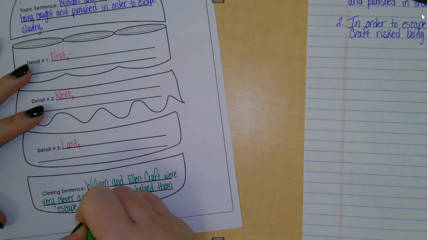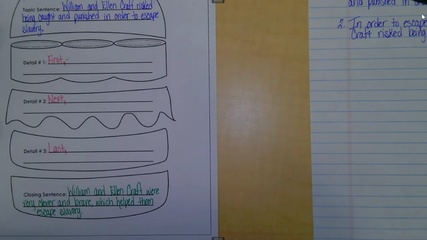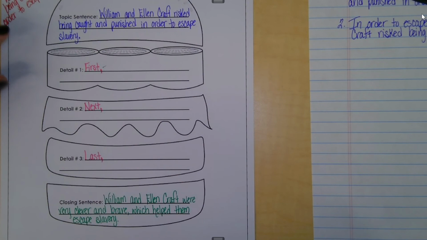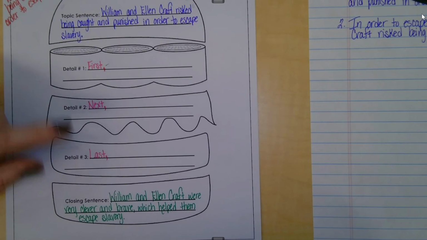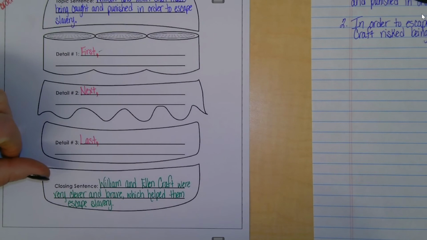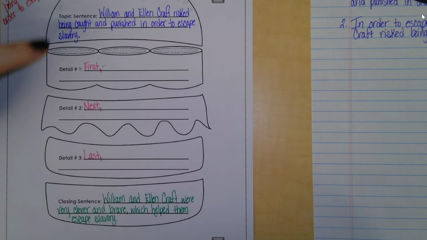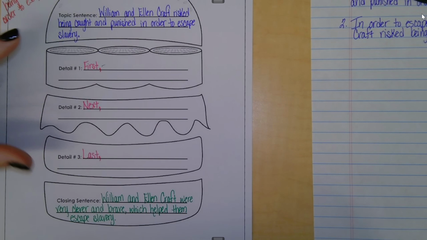Now, if you like that closing sentence, you may use it. If you want to change it, tweak it a little bit to be yours, you can do that. If you want to write your own whole new closing sentence, you can do that too. What I am telling you is that because we have not written a paragraph that responds to a text question about something we're reading, I'm helping you out with your topic and your closing because your topic should be a restatement of the question, okay, in sentence form, and your closing should restate your topic, but also you can add in your own thoughts and opinions. Like, I think they're very clever and brave. So, should you choose to use my topic and closing? Sure, that's fine. Okay? If you want to change them a little bit, that's great. If you want to write your own, that's great.